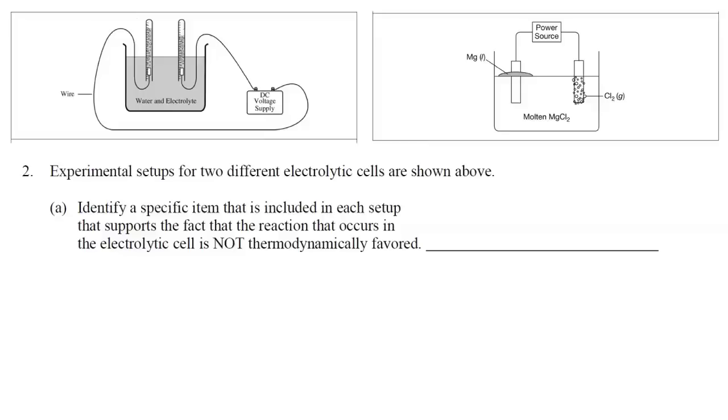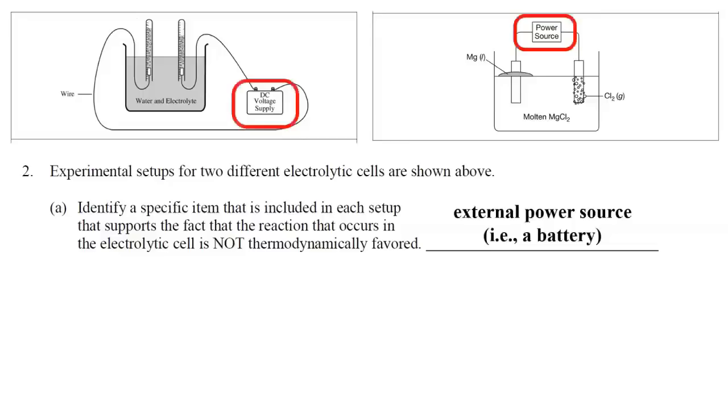So the difference between a galvanic cell and an electrolytic cell is that with a galvanic cell, the chemical reaction just happens naturally, it's thermodynamically favored, but in an electrolytic cell, the reaction that occurs is not thermodynamically favored. So it's the presence of that battery, it's the presence of that external power source that explains that this reaction that is occurring in the electrolytic cell does not happen unless an external power source or a battery is used in order to make that reaction occur.